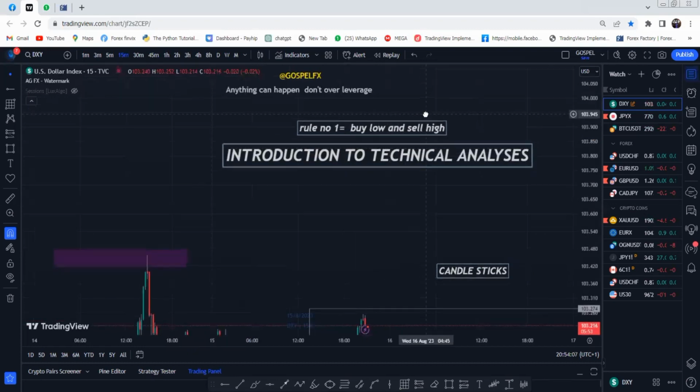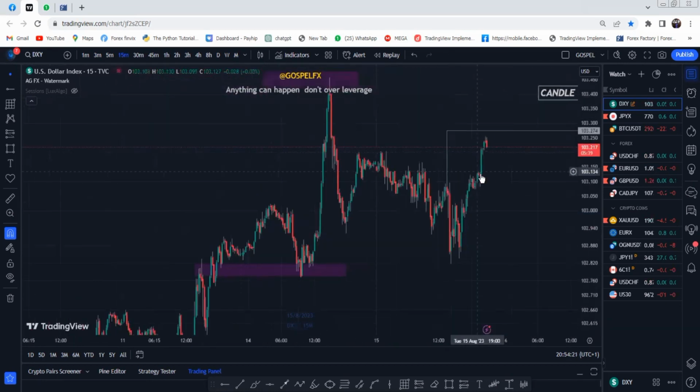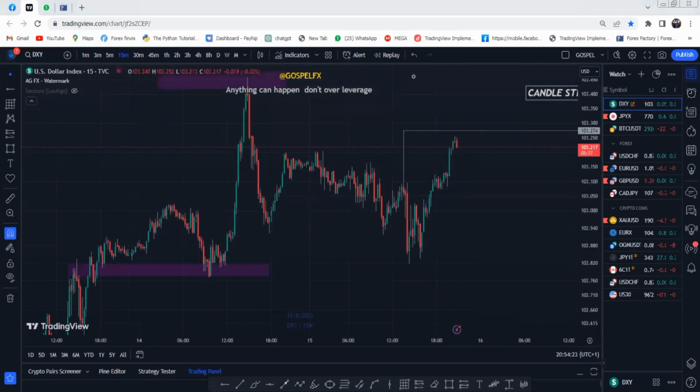Even in any business, you cannot import things from China at a higher price to come back and sell at a lower price. It will not work. You must buy something at a lower price and sell it at a higher price. So what this means on my chart here is that you should be able to buy low and sell high.